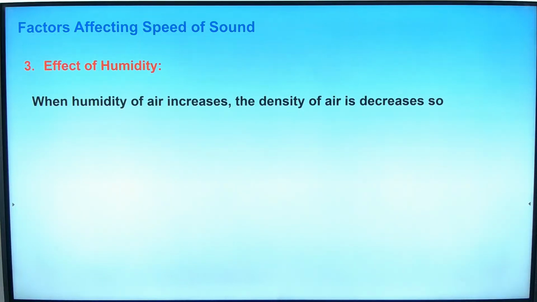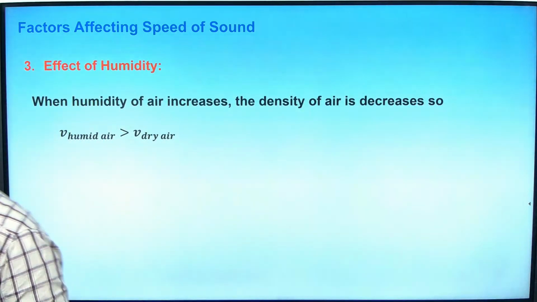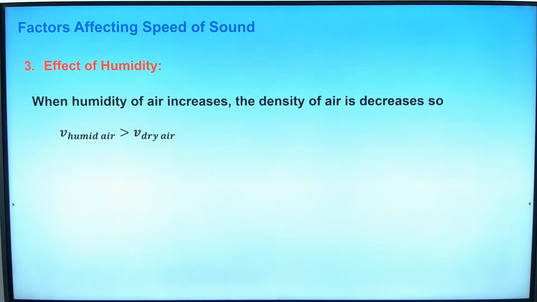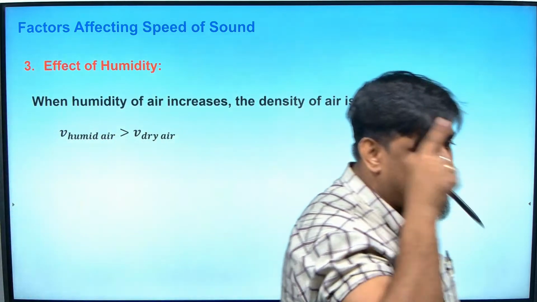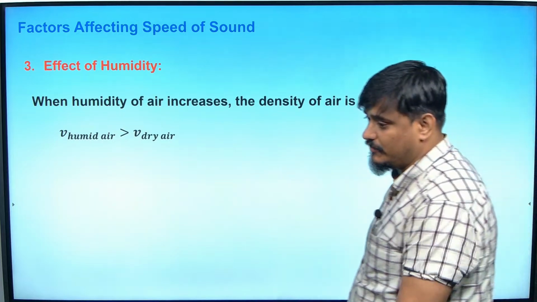Humidity of the air is increasing, density of the air is decreasing. So, the velocity of the sound in humid air is more than velocity of the sound in dry air, because density and velocity are inversely proportional. V is equal to root over anything by density. If density is going to increase, velocity is going to decrease, and if density is going to decrease, velocity is going to increase. So, if I ask you dry air and humid air, in humid air we have a greater velocity, in dry air we have a lesser velocity.